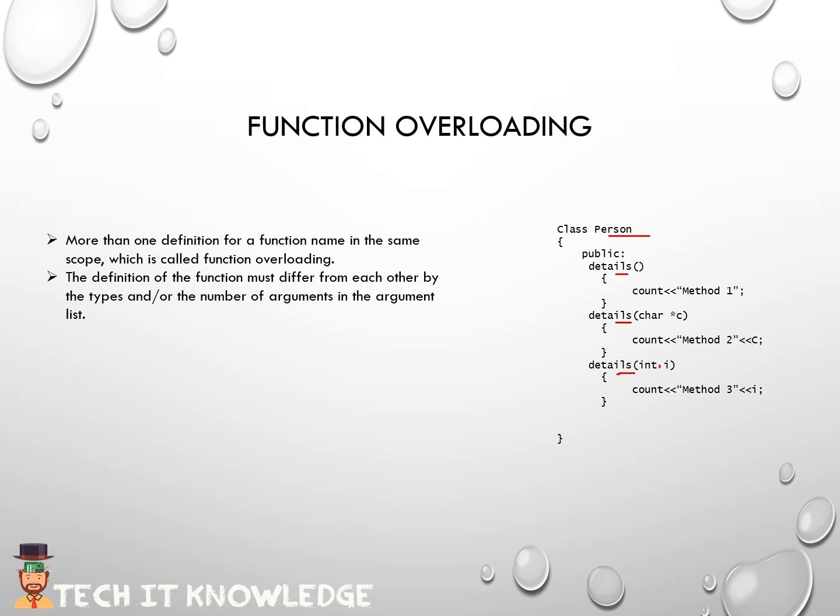So the definitions of the functions must differ from each other by the type and/or the number of arguments in the argument list. So the function name can be the same, but there must be a different number of arguments. And you cannot overload function declarations that differ only by the return type. So there cannot be the same function name with the same arguments but a different return type. So this question gets asked in interviews.